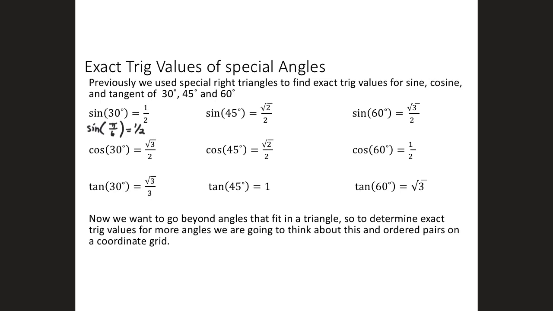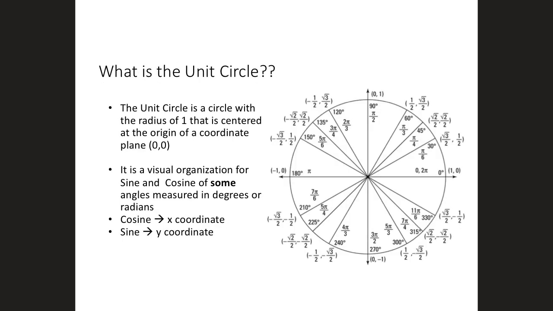We want to talk about all of these angle measurements beyond what fits in a triangle. So we're talking about angles that go beyond 180 degrees, in other words, a full circle, or even beyond a full circle. We want to think about this in terms of a coordinate plane. So we're going to see all these same values, but now we're going to expand them into the coordinate plane system. So this is what the unit circle is. The unit circle is a circle. It has a radius of 1, and it's centered at the origin. So right here is the point 0, 0.